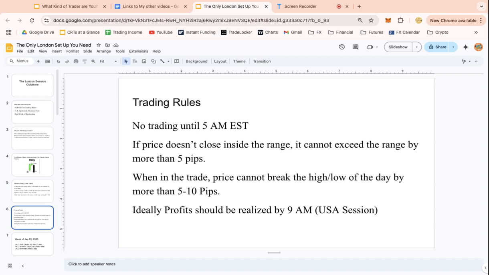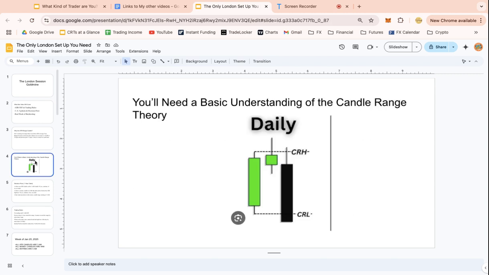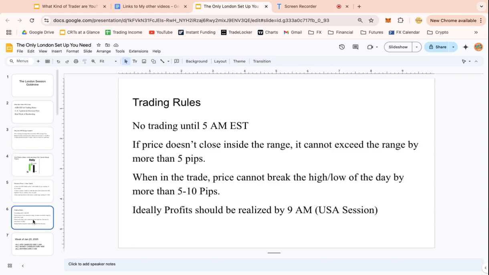Okay, now when you enter the trade, price cannot break above the high or low of the day by more than 5 to 10 pips, which is typically this money candle. So I'll show you this real quick. Let's say this is the high of the day right here. This price level cannot be broken by more than 5 to 7 pips. If it is, you're going to want to exit the trade. All right, so that's that.